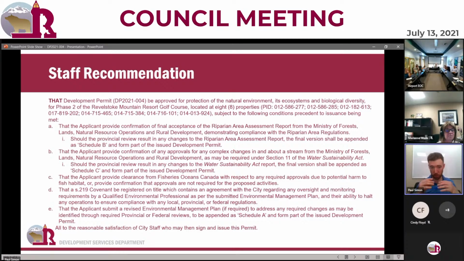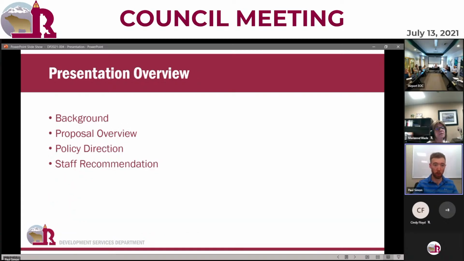In a nutshell, those conditions are approvals from the appropriate provincial and federal agencies with respect to the riparian area protection regulation, the Water Sustainability Act, as well as other regulations such as the Fisheries Act. All these requirements need to be met. The reports will be finalized as they are approved by the province, and they will ultimately be appended into the permit. So we can start delving into this a little bit more: some background, a discussion of the proposal overview, then the policy direction, and we'll conclude by reiterating the staff recommendation.